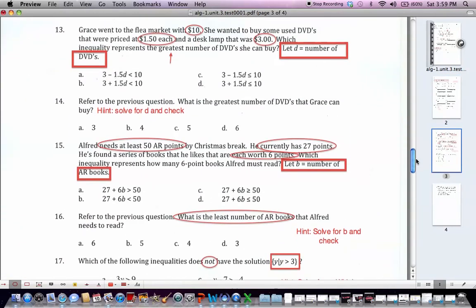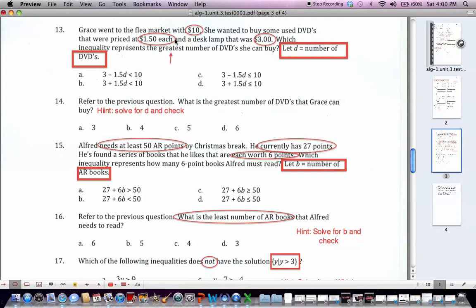Okay, number 13. Grace went to the flea market with $10. She wanted to buy some used DVDs that were priced at $1.50 each, and a desk lamp that was $3. Which inequality represents the greatest number of DVDs she can buy? Let D equal the number of DVDs. Now I've got some things already noted on here, okay? She starts with $10, okay? That's all she has is $10.